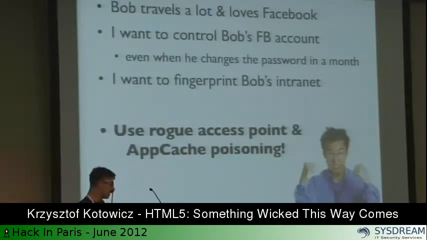Maybe there are some old versions, to try to fingerprint them and so on. Well, the solution is very simple. Just use some rogue access point. So construct a malicious Wi-Fi access point where you can modify the traffic, so you're actively performing a man-in-the-middle attack on Bob. But also use app cache poisoning. What is app cache poisoning?